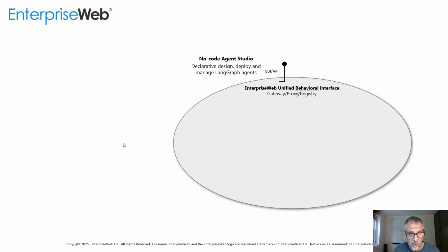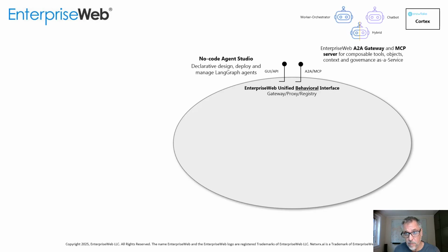And through that, we're exposing a no-code agent studio through a GUI and API for the declarative design, deployment, and management of LangGraph agents. So amongst many other things you can do in Enterprise Web, you can now actually design LangGraph agents no code. The process literally takes a minute or two through a wizard that guides you to create a well-formed and secure LangGraph agent, and then generates it for you and will stand it up for you. So it will be truly an independent agent living outside Enterprise Web that we generate on your behalf.